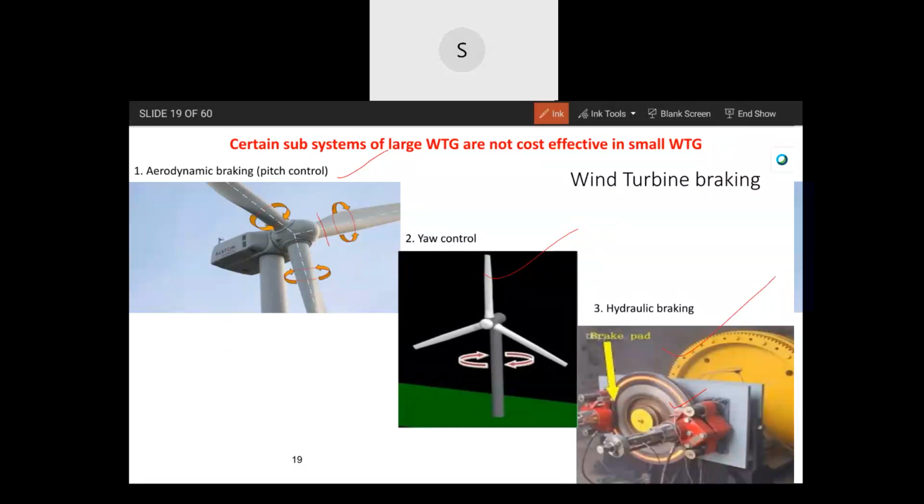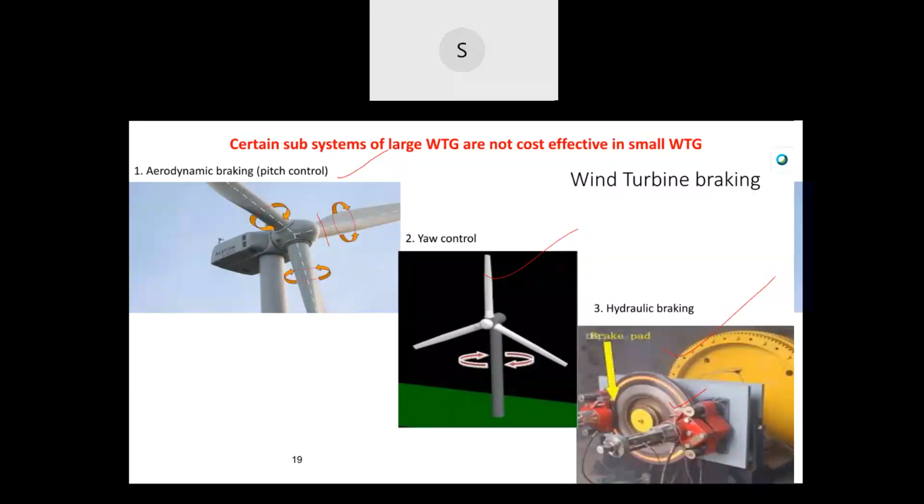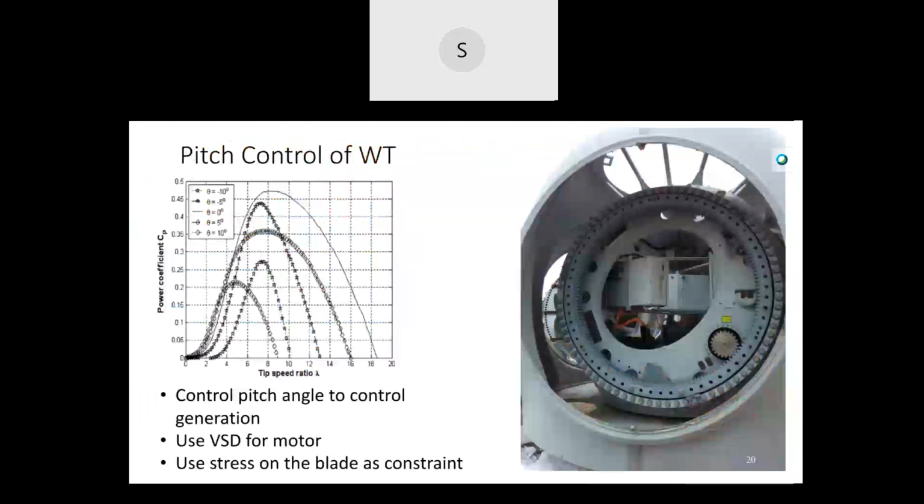Now, in a small machine, if you incorporate all these things, there are Chinese machines available. 5 kilowatt, 10 kilowatt machines are available with all these facilities. But to my understanding, only 1 or 2 people in India purchased it, whom I could interact with. They were not very happy with the operations of this, the life of this. Then, yeah, this is the pitch control, the issue.